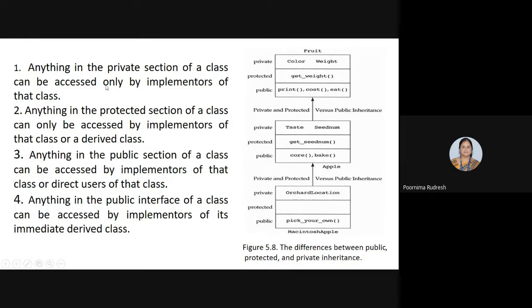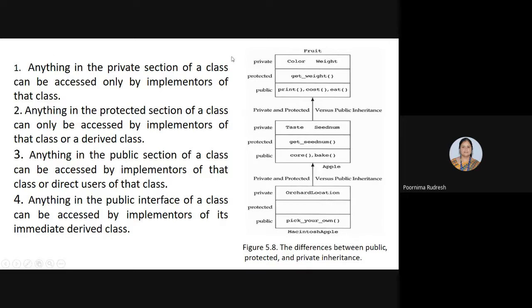The following points are true with respect to the C++ programming language with respect to public, private, and protected inheritance. The first point says that anything in the private section of a class can be accessed only by the implementers of that class. See, here we have three classes: fruit class, apple class, and Macintosh apple class. Whatever we have declared in the private section of a class will be accessed only by the implementers of that class.